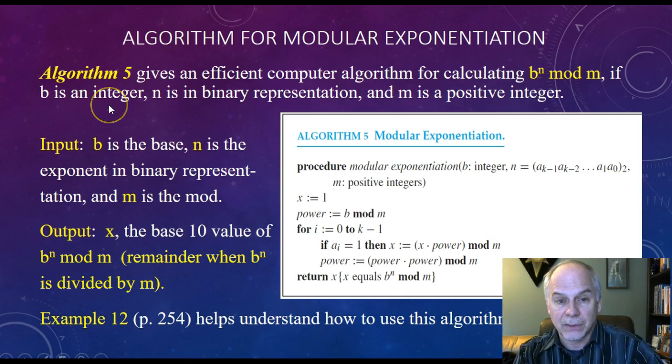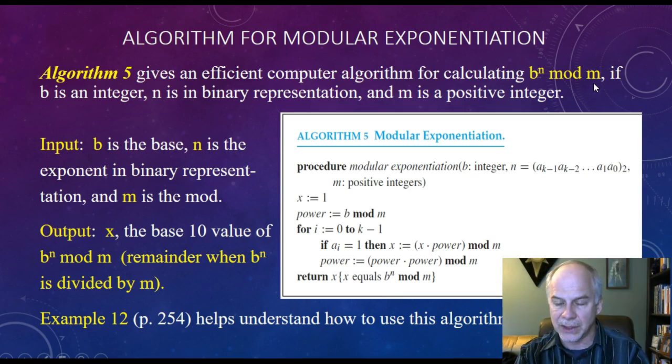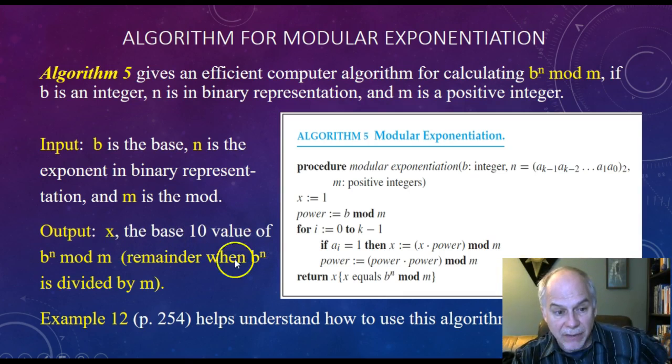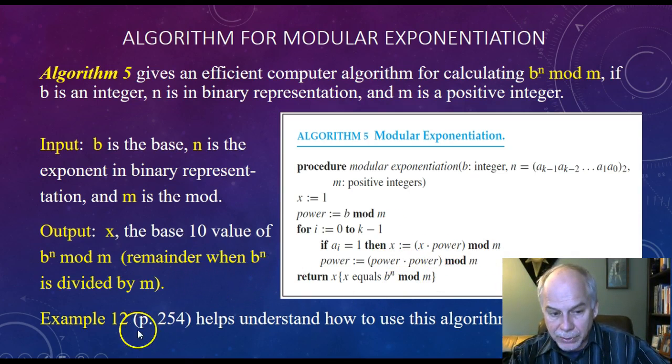So b is an integer, just some base, n is the binary representation of the exponent, and m is a positive integer that represents the modulus of this expression. Then this algorithm will calculate in a pretty efficient way the final value of x, which is the remainder when you divide b to the nth power by m. Okay, so the output will be x, the base 10 value of b to the nth mod m, as I said. So you can look at how the algorithm does this.